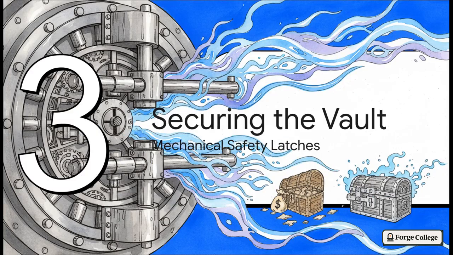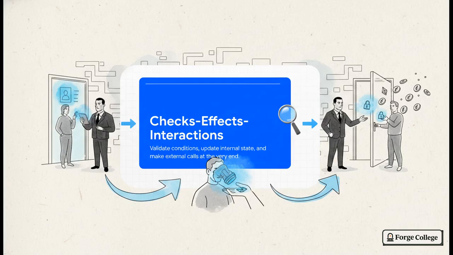Okay, on to part 3, securing the vault. Let's get those mechanical safety latches installed. Look, an open vault is a robbed vault. It's just a fact. So that brings us to our absolute main defense mechanism, the checks, effects, interactions pattern. Honestly, this is a concept you need to mentally tattoo on your brain.